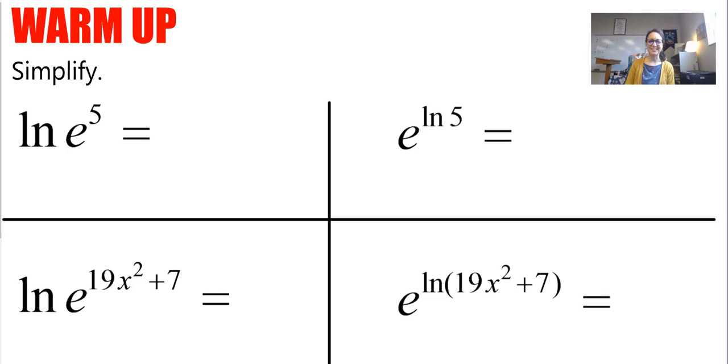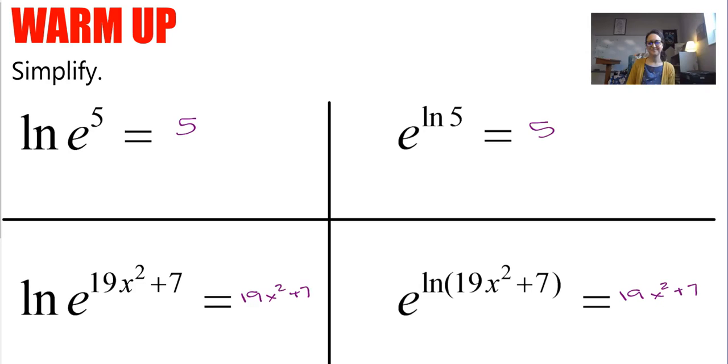You don't need to write anything down, but try this warm up in your head. Hit continue when you are ready to check your answers. All right, answers are on the screen. The moral of the story is that ln and e are inverses of each other, so they have this undoing or cancellation effect on each other when they are right next to one another.